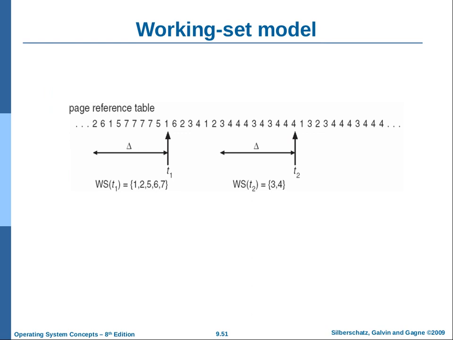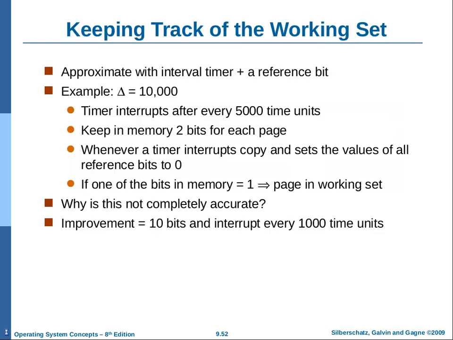Here's a picture. On the left, what's the working set of this delta? Well, it's 1, 2, 5, 6, 7, because those are the pages that were referenced. While over here is just 3 and 4, because those were all the pages that were referenced. The assumption is, hopefully if your working set only had this at this point in time, in the future it will only have that as well.